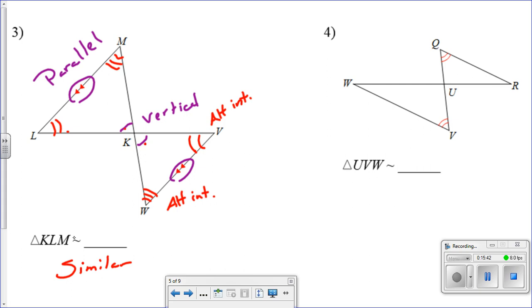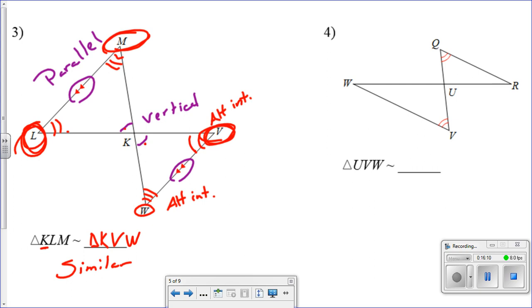So KLM. So here's K. If K is first in this one, K is going to be first in this one. So I'm going to do triangle K. What corresponds with L? So what angle goes with the L? Well, hopefully you're looking over here going V. So V will be next. So KV. And what corresponds with the M? Well, that would be W. So I have to follow the same order that they gave me.